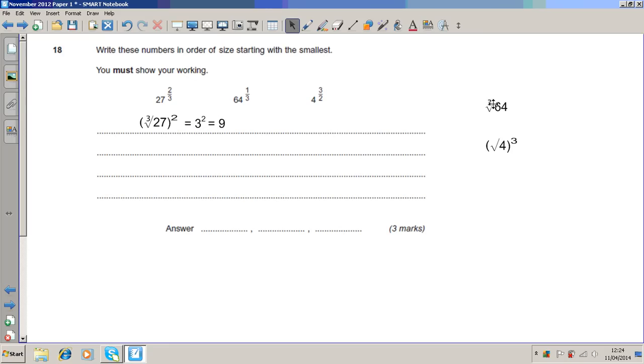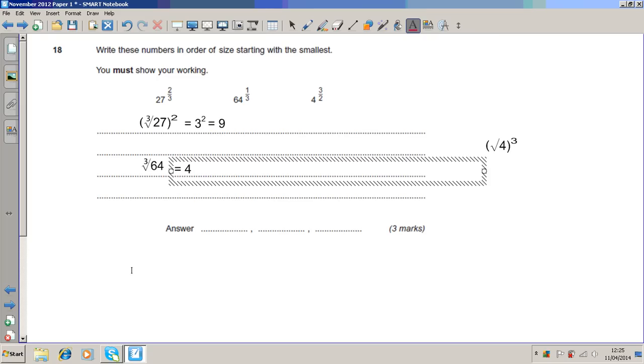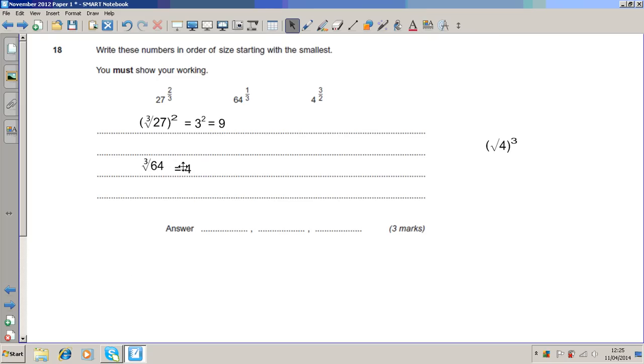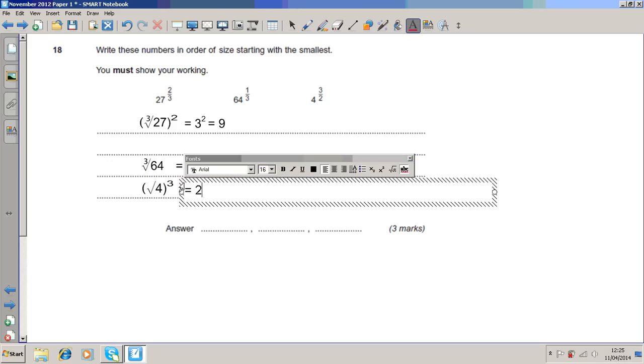Nice. Cubed root of 64 then. So 64 to the third, the cubed root of 64. Well, the cubed root of 64, it's fairly easy. It's 4. 4 times 4 times 4 is 64. So that's that one. And then, so that's the square root of 4 cubed. Well, the square root of 4 is 2. And 2 cubed is 8.